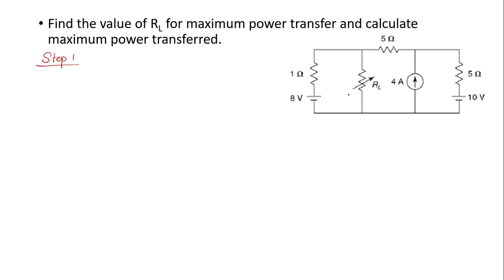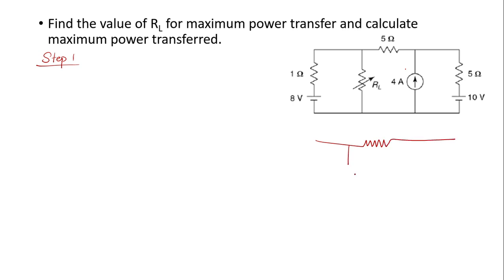In order to find RTH, we are going to remove the load resistance and deactivate the constant sources. In this case, you can see there are three constant sources over here. Deactivating the sources means short circuiting the voltage source and open circuiting the current source. So we can just redraw the circuit over here.